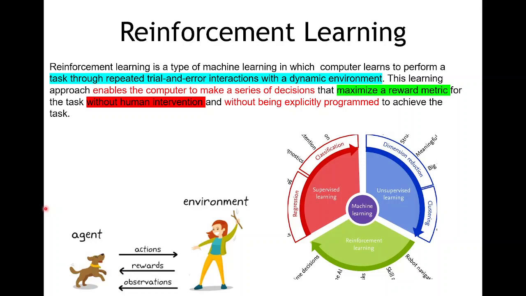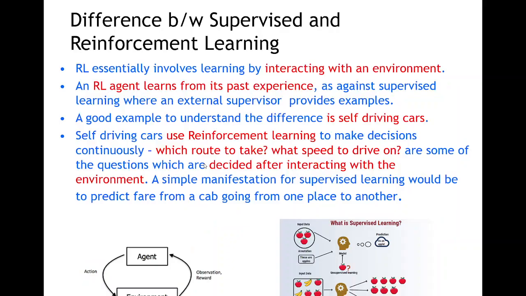So this is an example of reinforcement learning. Okay, so now if you understand the definition of reinforcement learning, let's quickly understand how this reinforcement learning is different from the other types of learning. In this slide, I'm trying to give you an understanding of the difference between supervised learning and reinforcement learning. As I just mentioned, reinforcement learning essentially involves learning by interaction.